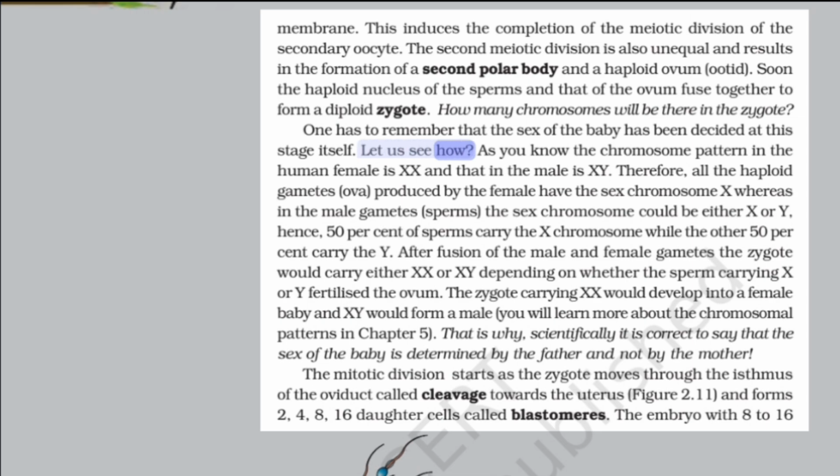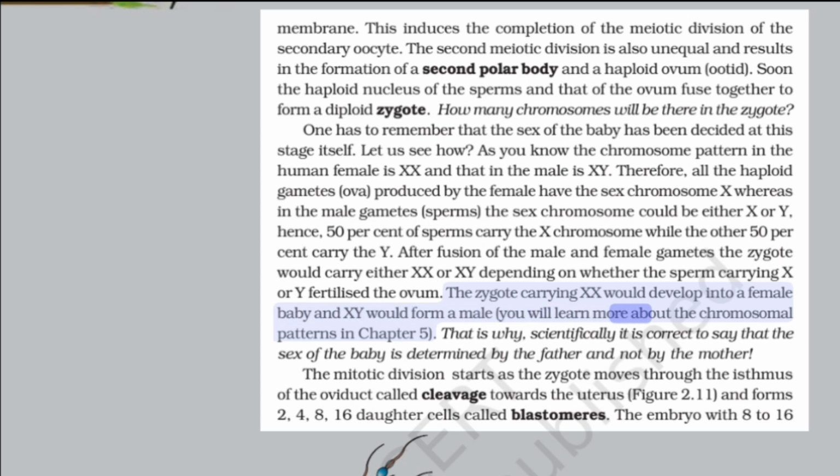Let us see how. As you know, the chromosome pattern in the human female is XX and that in the male is XY. Therefore, all the haploid gametes, ova, produced by the female have the sex chromosome X, whereas in the male gametes, sperms, the sex chromosome could be either X or Y. Hence, 50% of sperms carry the X chromosome, while the other 50% carry the Y. After fusion of the male and female gametes, the zygote would carry either XX or XY depending on whether the sperm carrying X or Y fertilized the ovum. The zygote carrying XX would develop into a female baby, and XY would form a male.